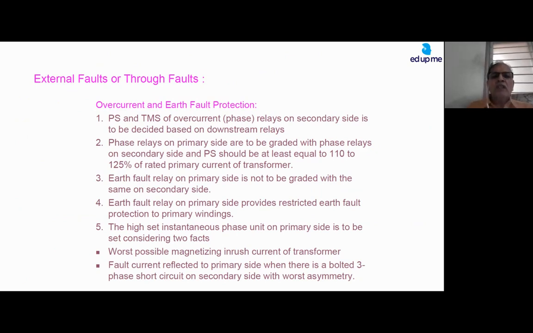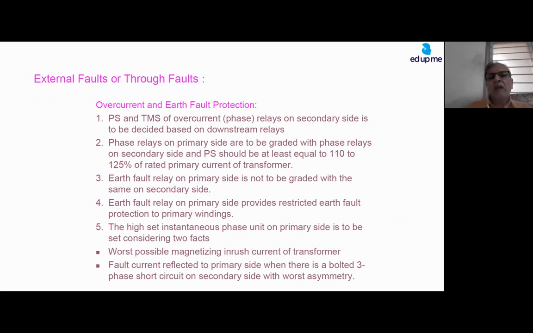So for overcurrent and earth fault protection, these are the main points, and I'm just listing them out so that you may come to know that this is all that is required to be learned, and then you have to choose in future classes what you would want to learn. So this is just an overview.